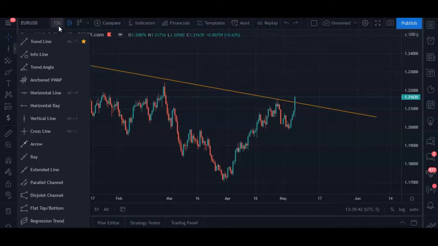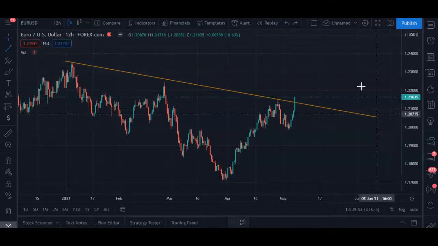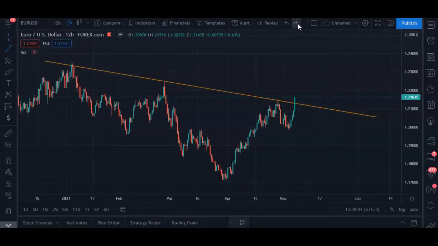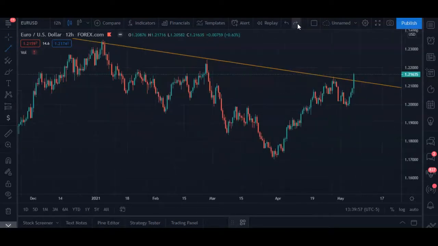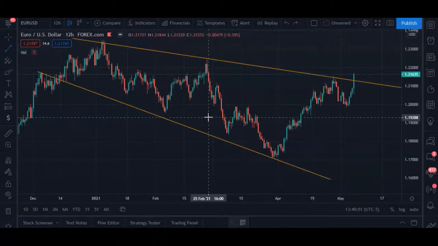So basically, you choose your trend line and you can draw out a line. You make a trend line, you click, you drag it out, and so I drag this out from down here to down here.